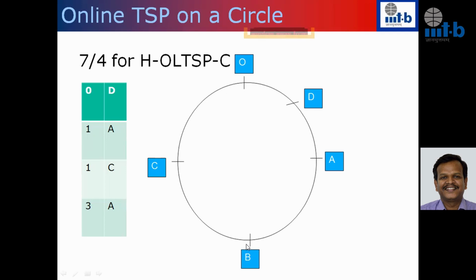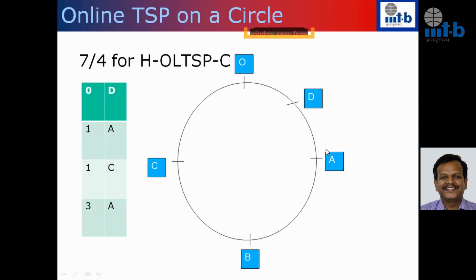So if it is at the origin, then it has to go here and come back. Reaching C will take 1 unit of time and coming back will take one more unit of time. And after that, if it has to serve A, it has to go to A and come back. So at time 3, it has to go to the left as well as go to the right. Going to the left takes 2 units of time. Going to the right also takes 2 units of time. So at time 3, it has to do a minimum of 4 units of work in order to complete all the requests.